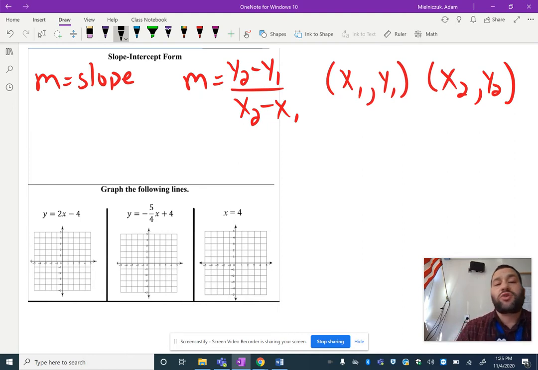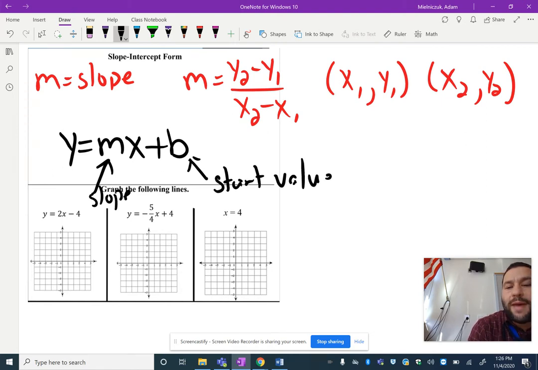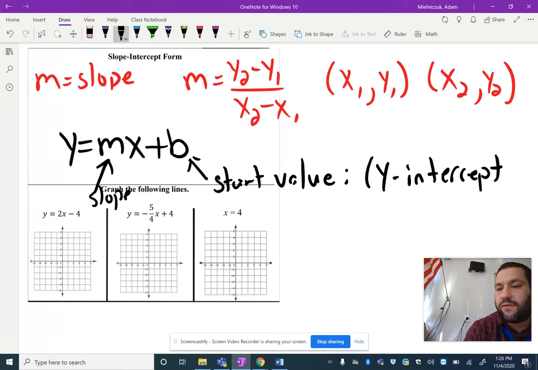Slope-intercept form is of the equation y equals mx plus b. This is slope-intercept form, where m is your slope and b is your start value, or more mathematically, we can call it the y-intercept. So here's a new vocab term for us, y-intercept.